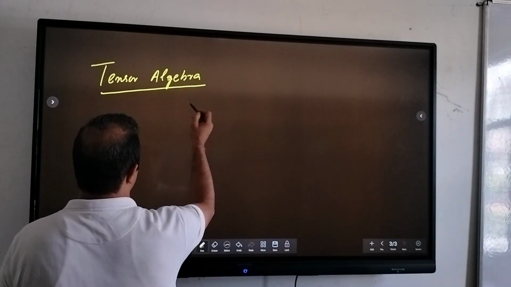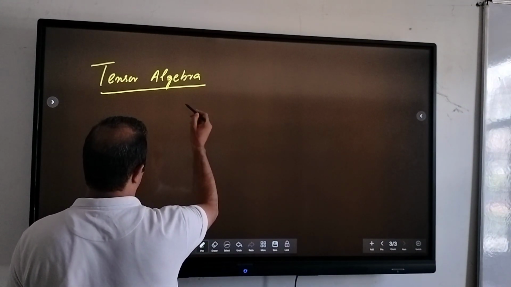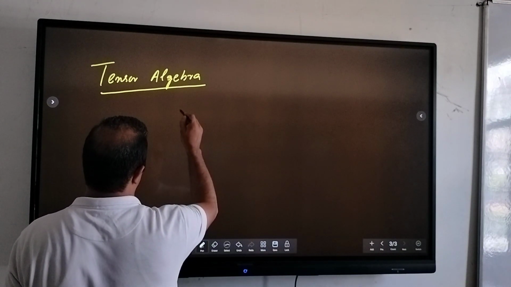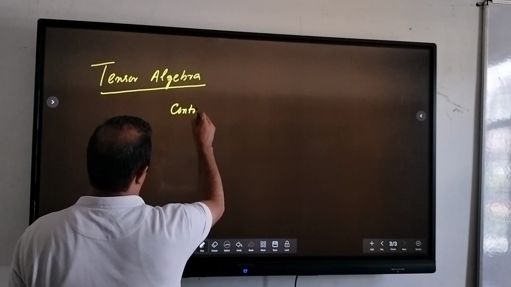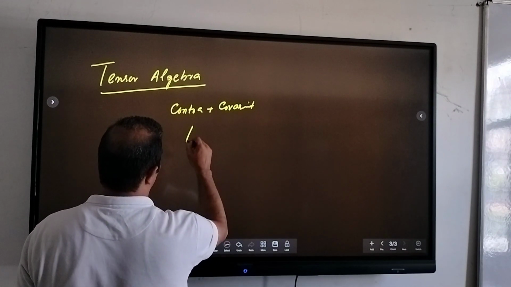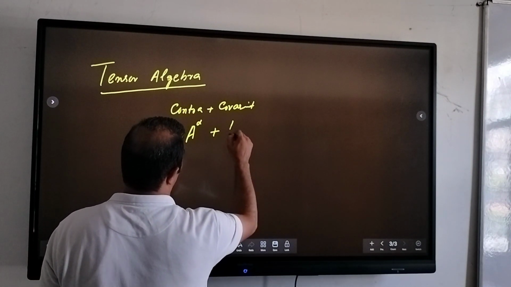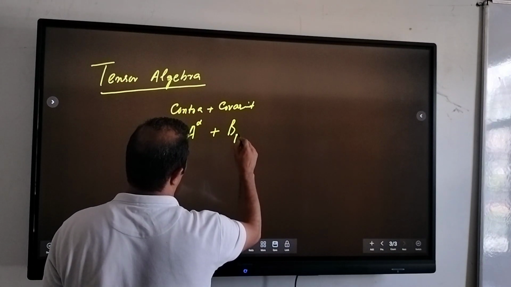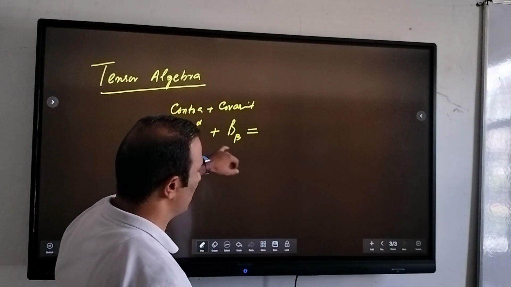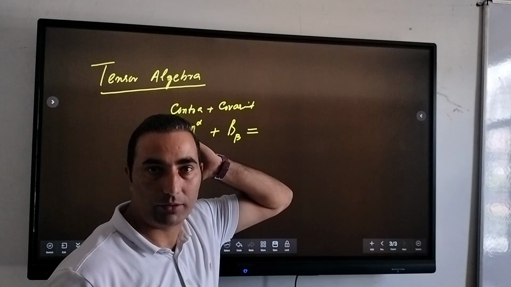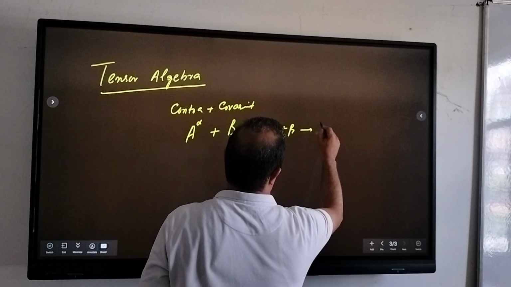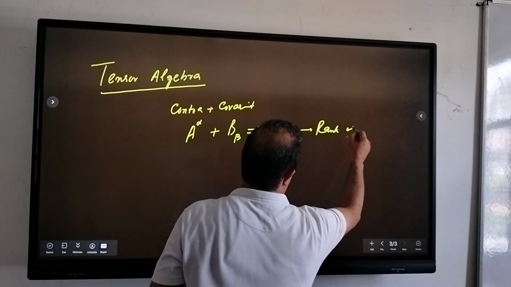So suppose we have some tensor with contravariant plus covariant indices. That means if we have some A with alpha and some B with beta, and we sum up these indices, alpha plus beta, that basically gives us the rank of the tensor.